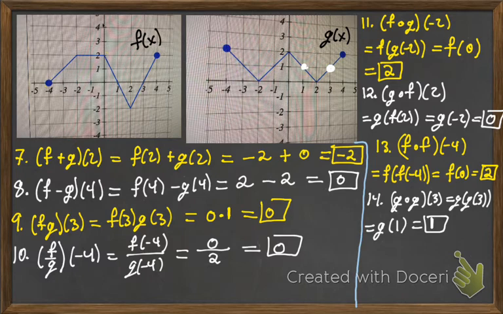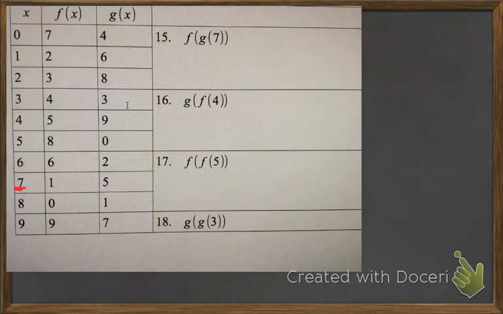Okay, so we're going to look at a table now. So here's your table. You got your x values in the left column, f of x in the middle column, and g of x in the right column. And then we have a couple of different things we're going to evaluate. So problem number 15 from the notes will be f of g of 7. So the x value is 7, and so we're going to find g of 7. So g of 7 is 5, okay? So we can replace the g of 7 with 5. So that becomes f of 5.